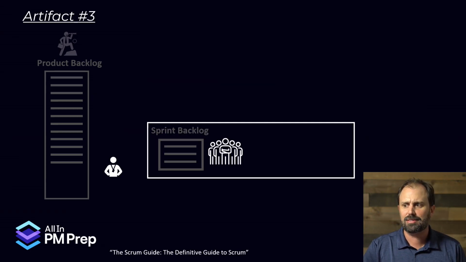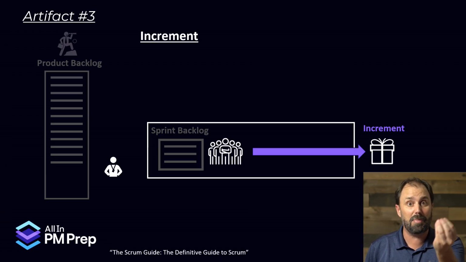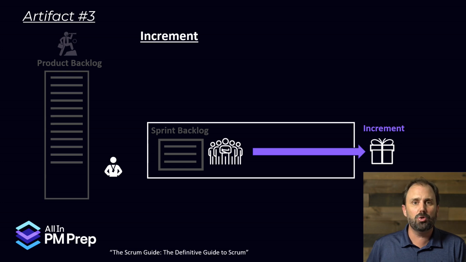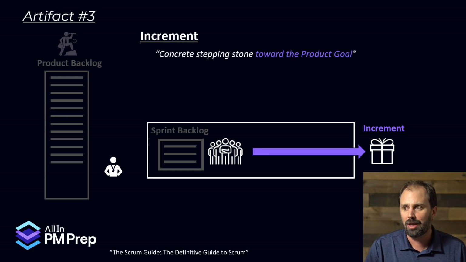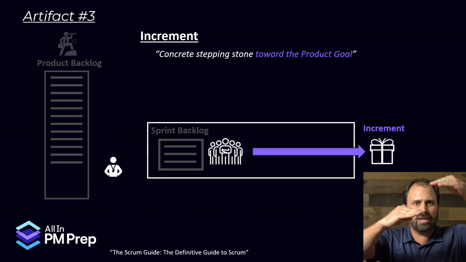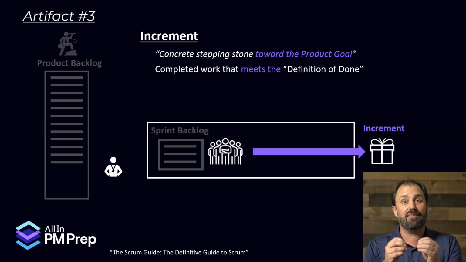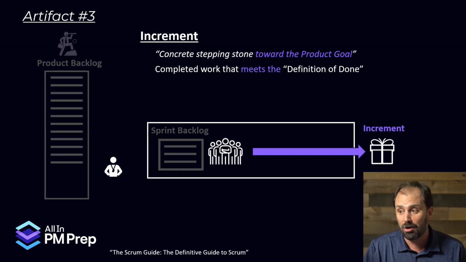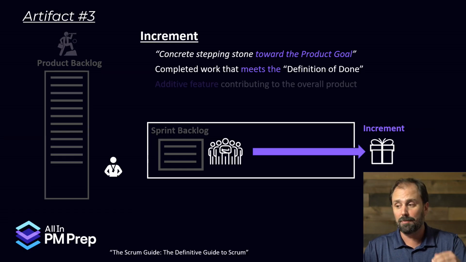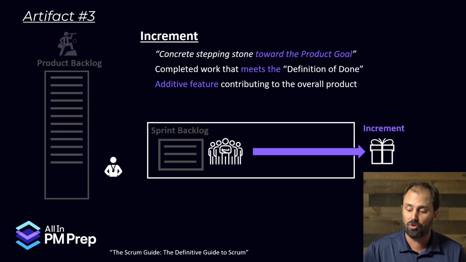So those are 2 artifacts. Now, artifact number 3 is as the team starts to work through completing those product backlog items, the functionalities, they produce an increment, meaning a completed piece of work. And the way the Scrum Guide says it, it's a concrete stepping stone toward the product goal. I like the way that sounds, a concrete stepping stone. We're not there, but we're working our way to the progress, right? Now, the completed work must meet what we call the definition of done, meaning everything around the work is complete and it's approved. I'll tell you more about it later, but it's completed work and it's ready for the customer, all right? And it's an additive feature contributing to the overall product, meaning each increment, okay?